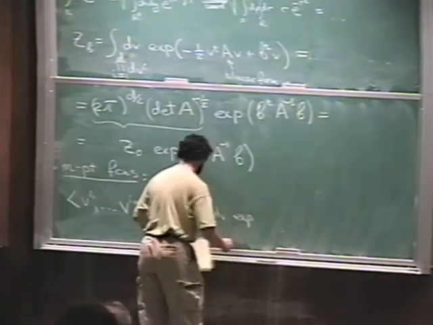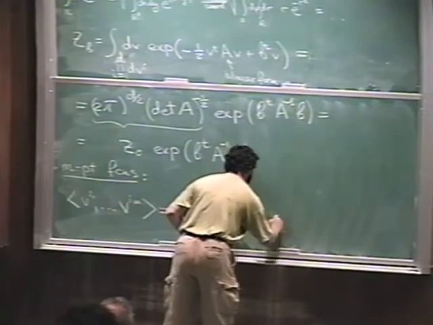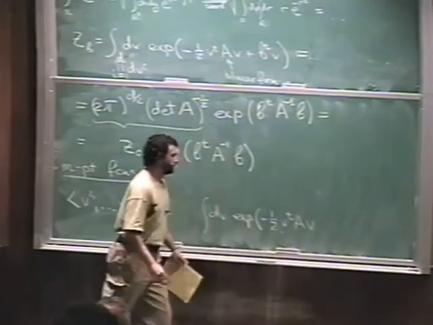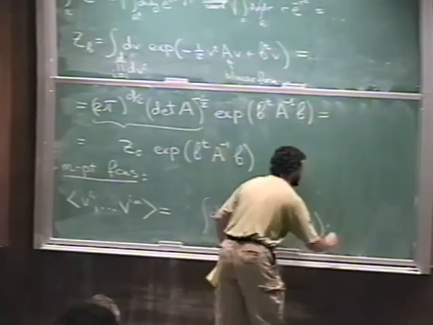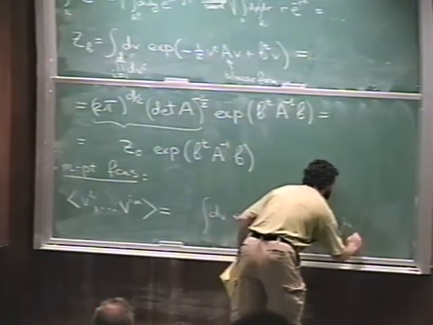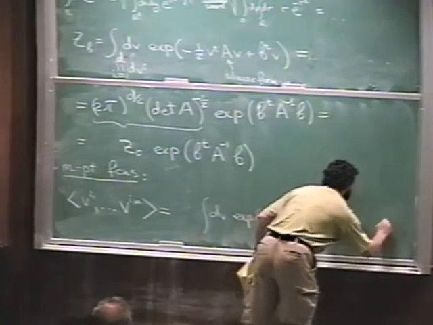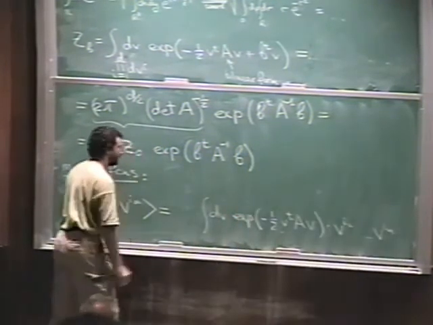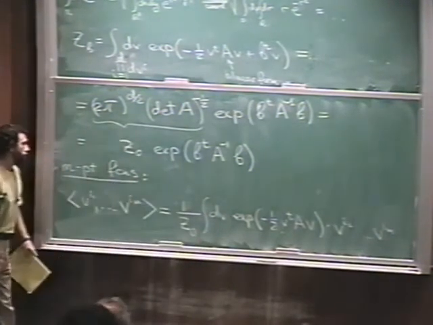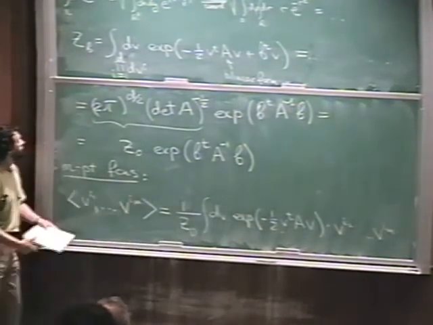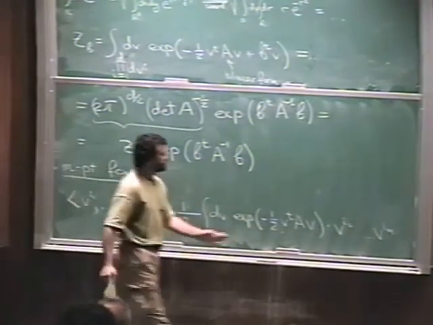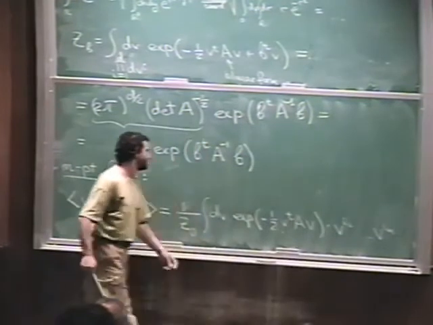of the exponent of minus half V^T A V. But now I multiply it by a monomial of the form v_{i1}, etc., v_{im}. And I normalize it slightly by writing the term of 1 over Z naught, which is just this thing here. Okay, so the only difference is that this product of v's appears on the right-hand side in the integrand.